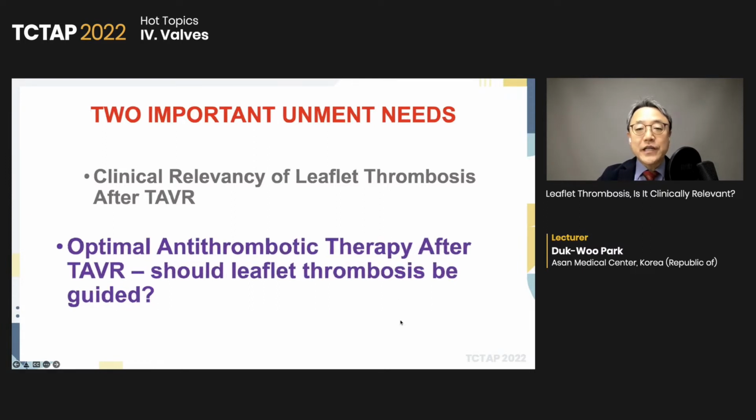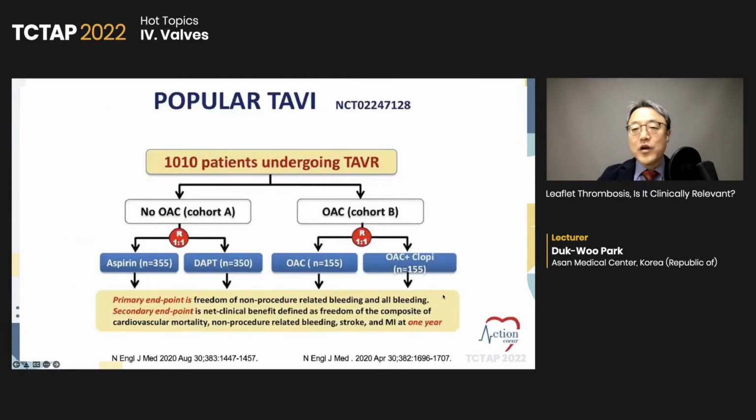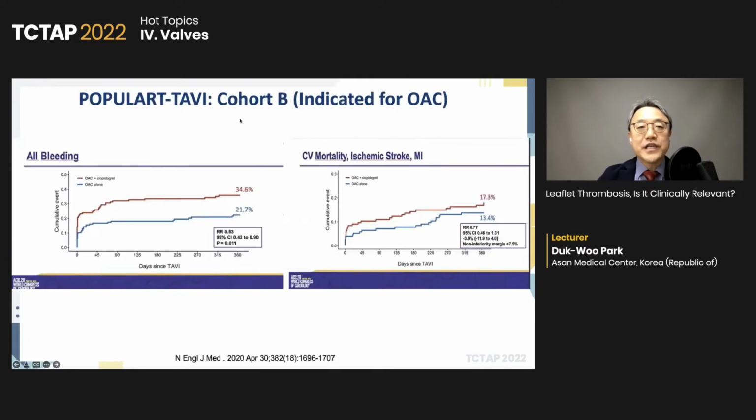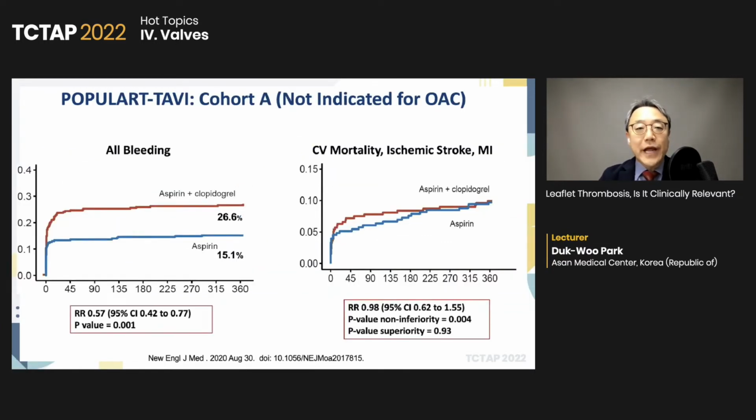thrombosis be guided? I'm going to briefly review the available data. The POPular TAVI study evaluated omission of clopidogrel in the no-OAC group and the OAC cohort. The key finding is in cohort B, indicated for oral anticoagulation, mainly atrial fibrillation patients, where OAC alone was better, with a reduction of all-cause bleeding. There was no difference in ischemic events. Cohort A, with no indication for oral anticoagulation, achieved the same finding.